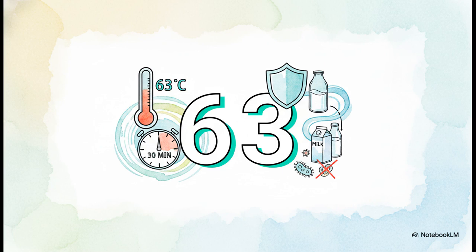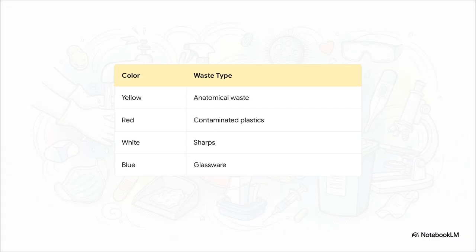Next number to burn into your brain is 63. Remember, 63 degrees Celsius for exactly 30 minutes. That is your baseline foundational metric for the Holder method of pasteurization. And let's do a super quick recap of the waste segregation matrix. Yellow is for anatomical waste, red is for contaminated plastics, white is for those dangerous sharps, and blue is for glassware. Getting this segregation right exactly at the source is the single most important action in keeping any clinical environment safe.